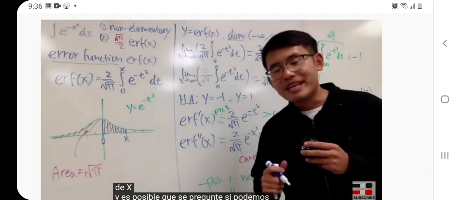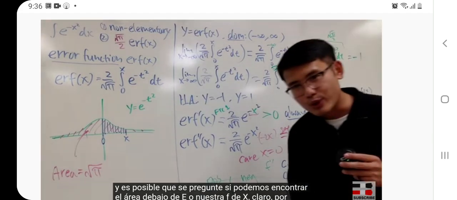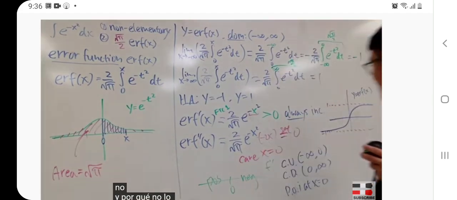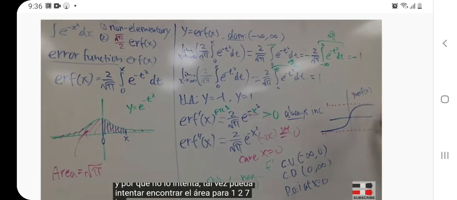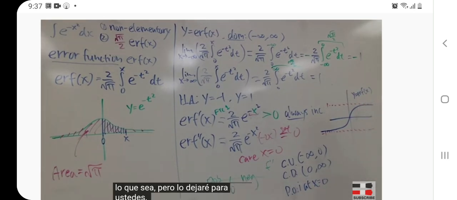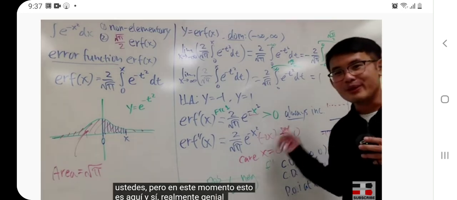And you might be wondering, can we find the area under erf of x? Sure, why not? And why don't you guys try? Maybe you can try to find the area from like 1 to 7, but I will leave that to you guys. But at the moment, this right here is it. And yeah, really cool, huh?